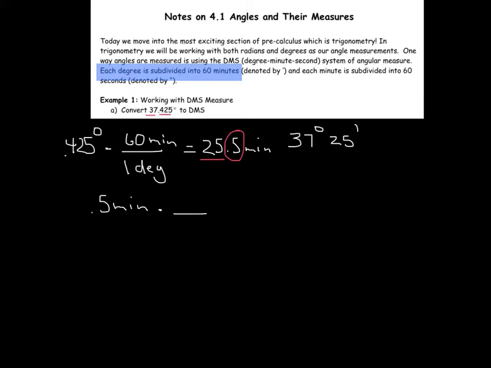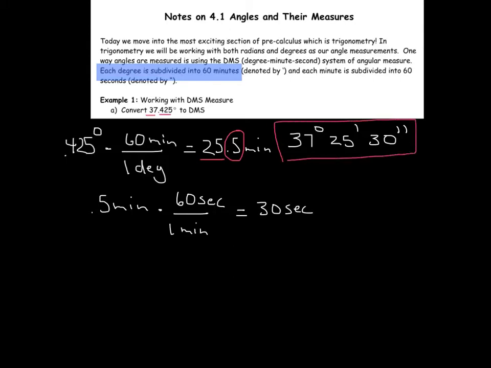If you take that 0.5 minutes and you further convert that into seconds, well, we know that 1 minute has 60 seconds. And so that's going to end up giving us 30 seconds. All right, so we're going to put that on our answer, and we're going to use 2 apostrophes to denote that, and that is our final answer. We have converted into DMS. This is the degree, this is the minutes, and this is the seconds.